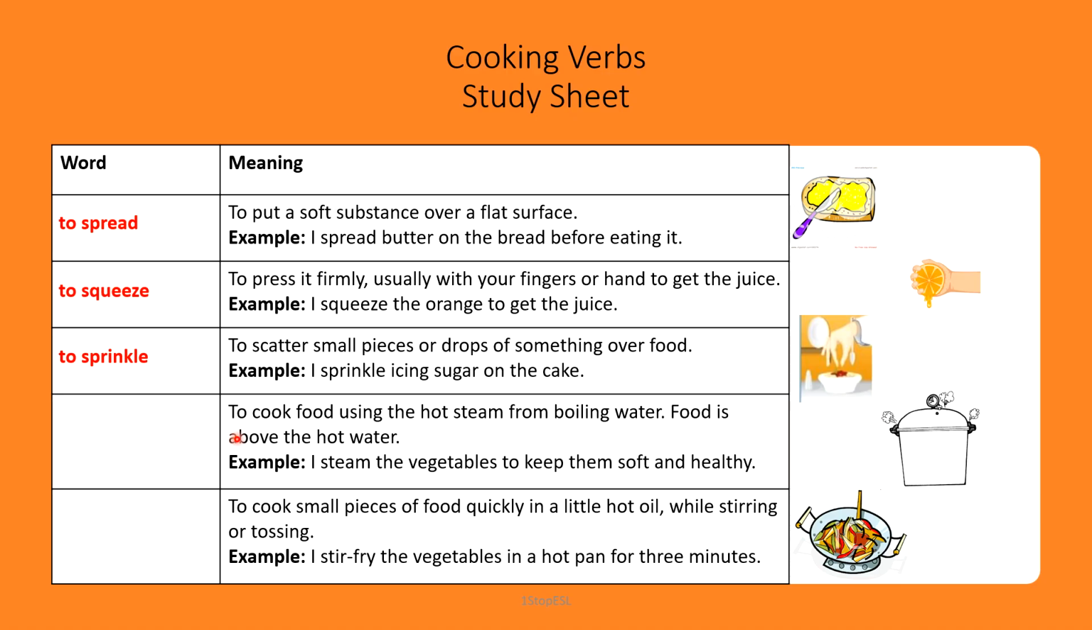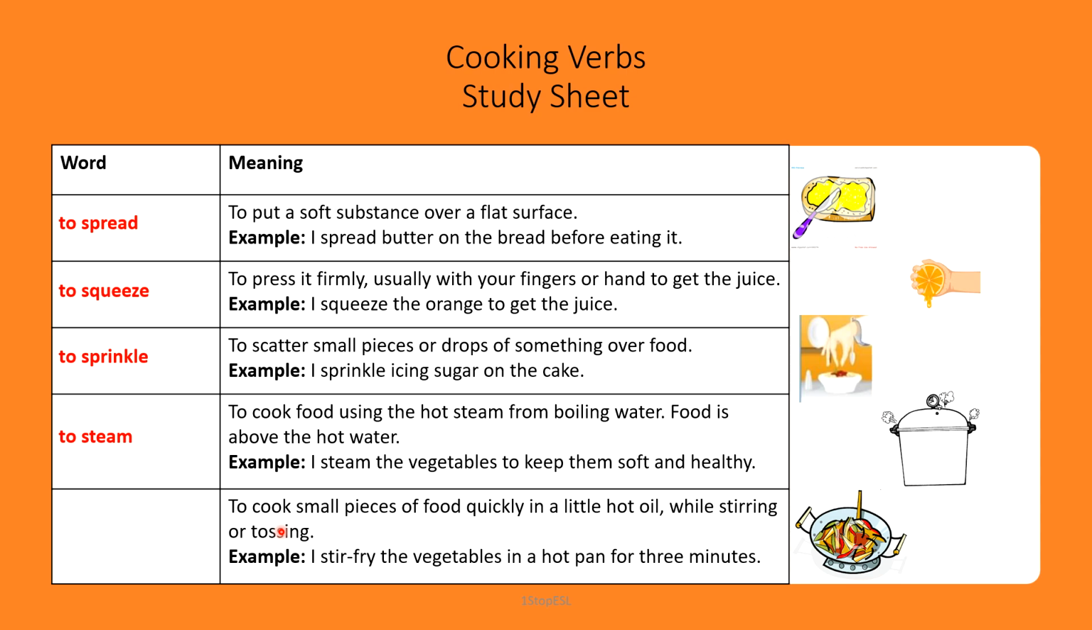Next, to cook food using the hot steam from boiling water. Food is above the hot water. Example, I steam the vegetables to keep them soft and healthy. There's the picture of a pot and it's got steam coming out. So the verb is to steam, to steam.